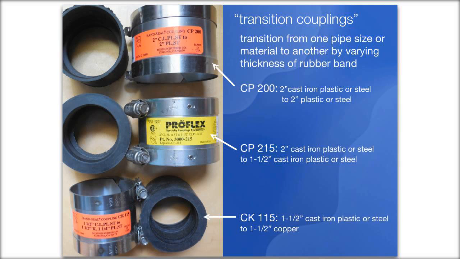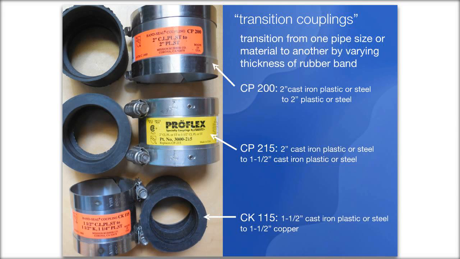Okay, transition couplings. They come in many different options, so it's crucial to look at the little label, which is why I took this picture, so that it's big enough for you to see the labeling. They allow you to go from one size and material to another size and material when you're joining things together in a piping situation. The one at the top has a very narrow rubber band that goes inside that shield. It goes from 2-inch cast iron, plastic or steel to 2-inch plastic or steel. It's called the CP200. It's your basic one.